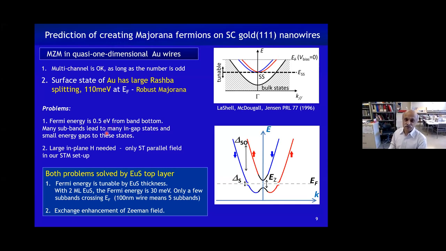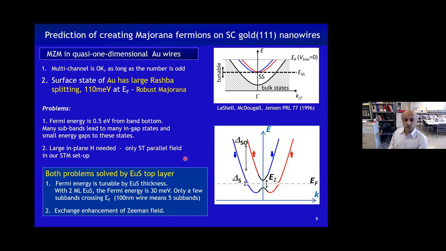And secondly, of course, in order to see the Majorana, you have to apply a large magnetic field. If you go for the STM-based tool, then you need a very large magnetic field applied in the plane of the film or along the nanowire. The maximum field we have is 5 Tesla. It's a parallel field, it's a vector field. So that's again another limit. Given these two things, solving these problems is non-trivial.